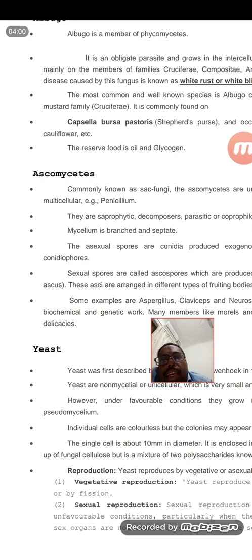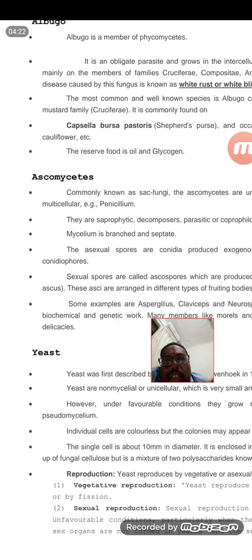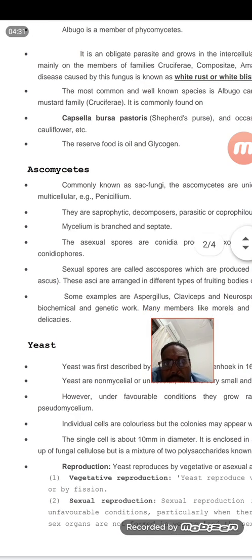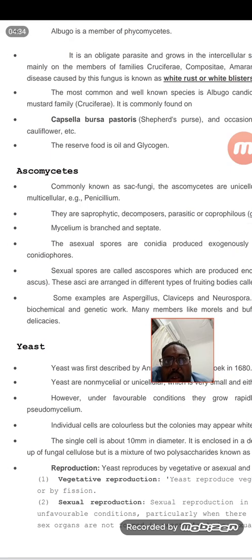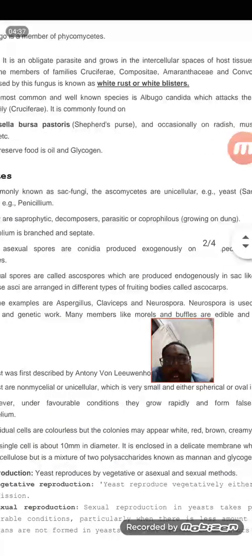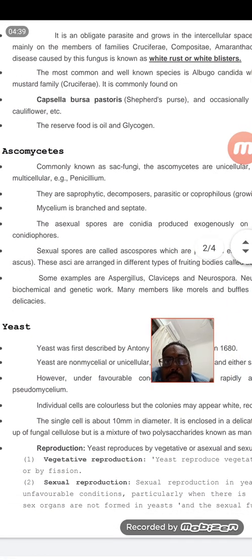Ascus means sac-like, and in this class a lot of the best examples come, like yeast and Penicillium, Penicillium notatum and chrysogenum. In this fungus they are multicellular. We can see these ascomycetes living saprophytically, as decomposers, and as parasitic or coprophilous. Coprophilous means they grow on dung. We can see these ascomycetes there.